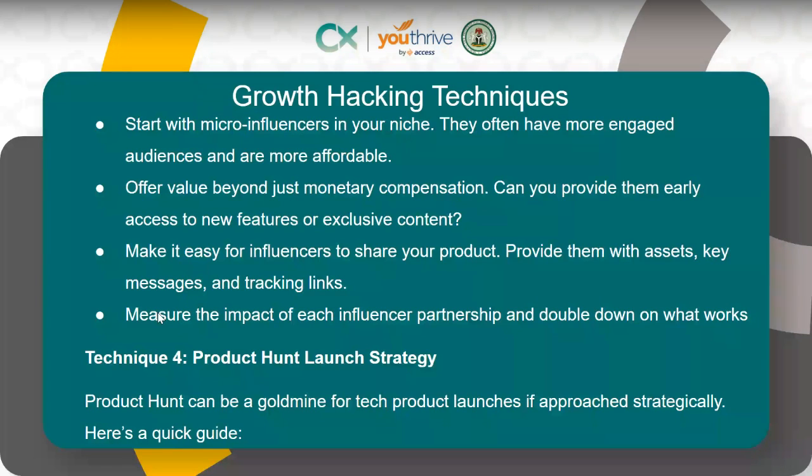Next thing is to measure the impact of each influencer partnership and double down on what works. Like I said, you must have started with several micro influencers. The ones that are not giving you results, don't waste time, cut them off. Focus on the ones that are creating content that people are actually engaging with. Then start having them create more content if it's giving you the result that you need.